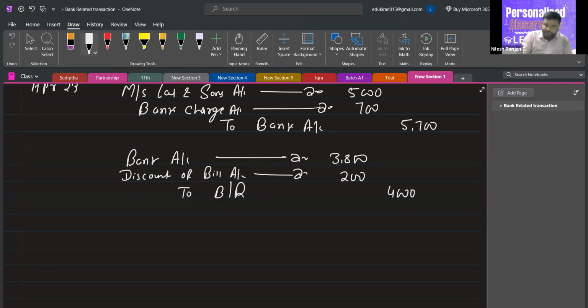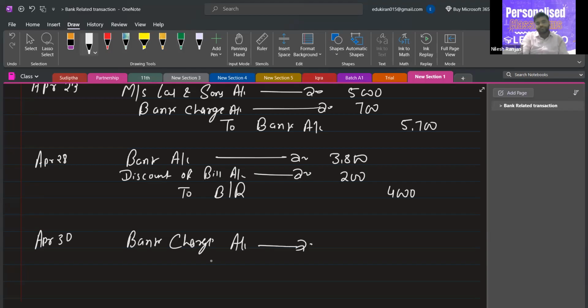Okay. So this is our April 28 entry. Now April 30. It is bank charge debited by bank. So bank charge is an expense for us. So bank charge account debit to bank account. And the amount is 400.